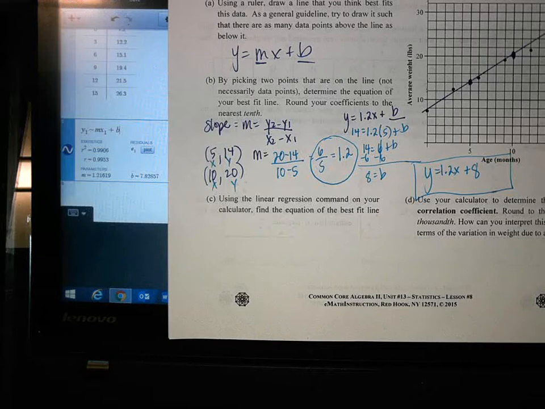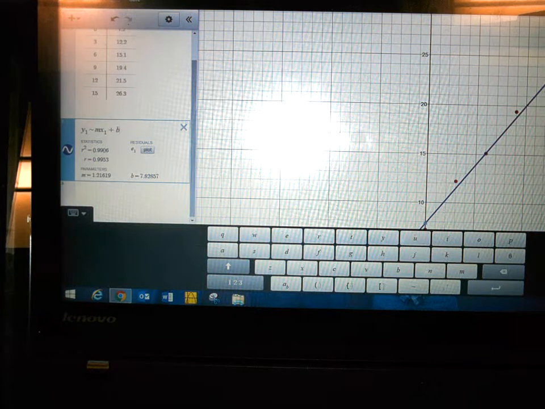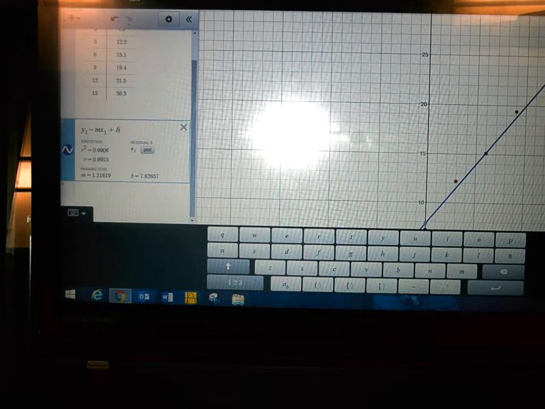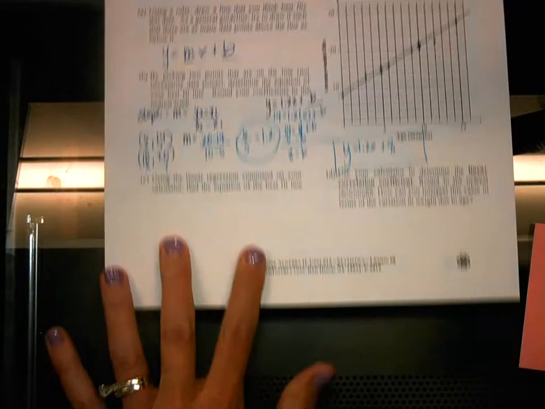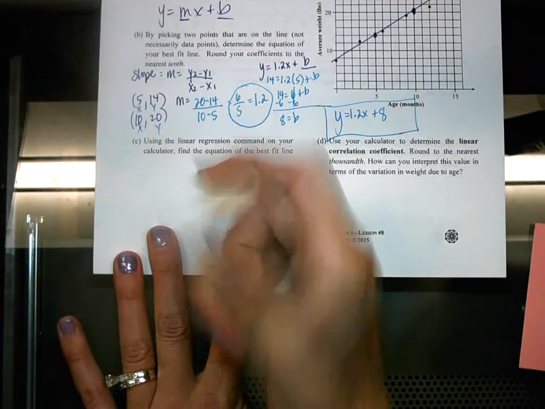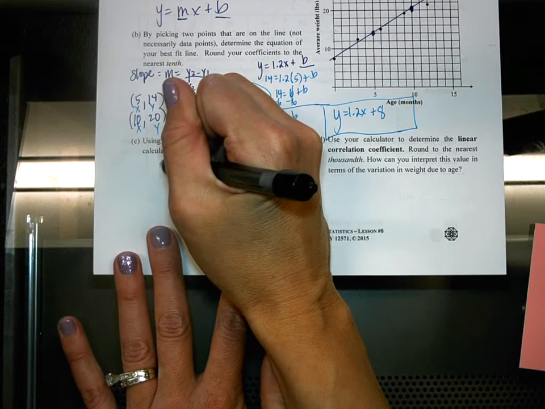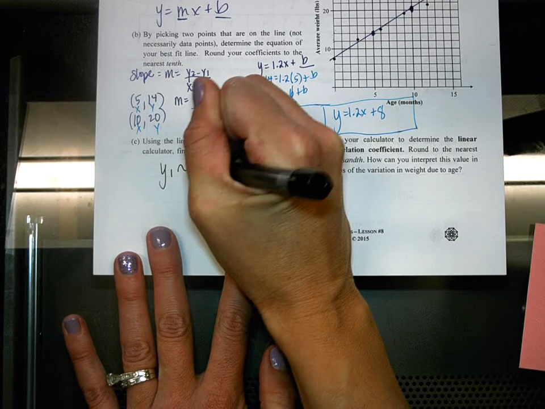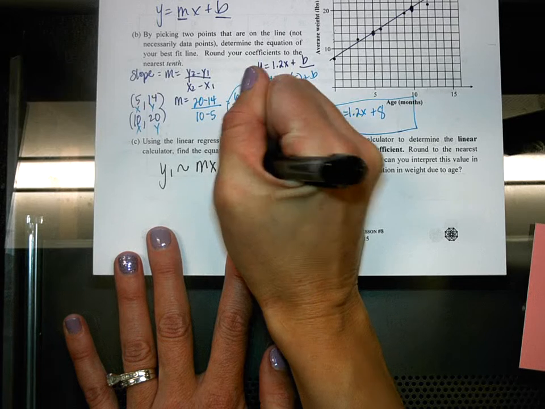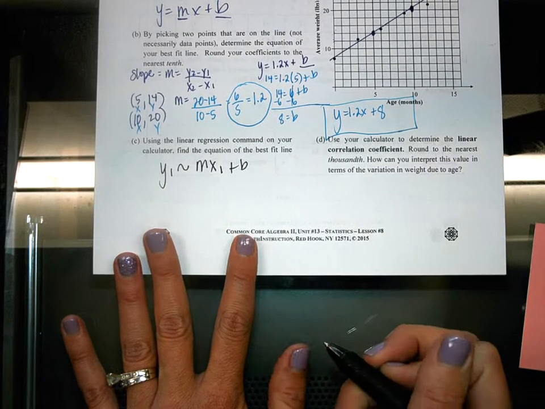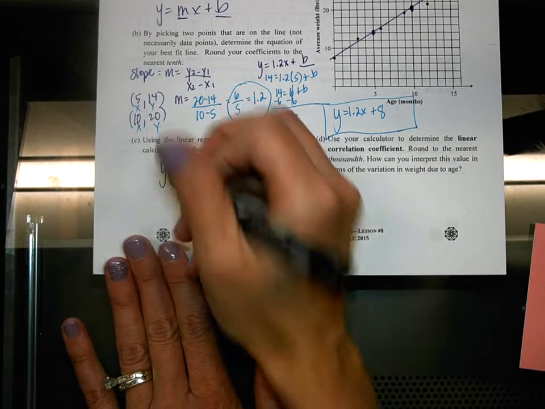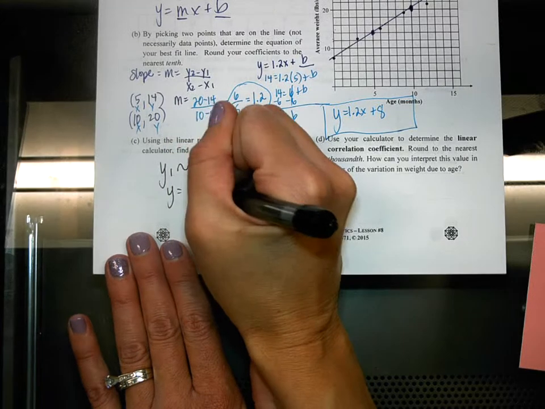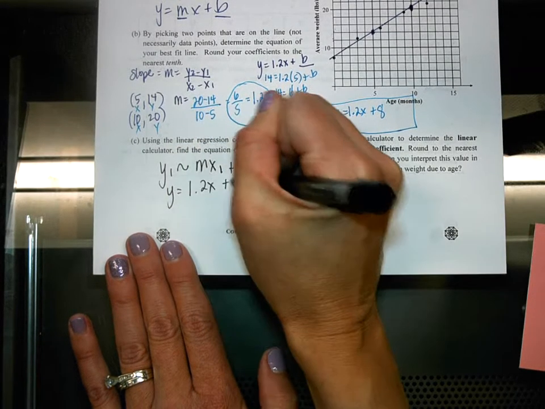It actually is, and we'll practice more with typing things in. But what I would like you to write now is, back to your notes page. Using the regression calculator, we wrote, and go ahead and write this down here: Y1 is approximately equal to mx1 plus b. The equation we got was y equals 1.2x plus 7.8.